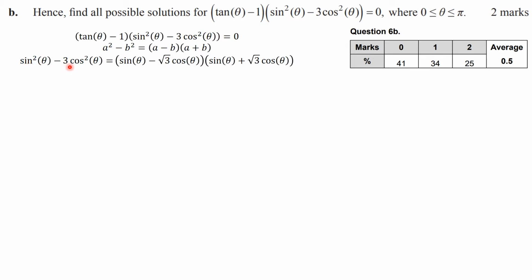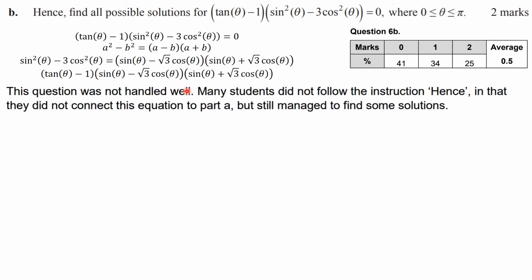Sine squared theta minus 3 cos squared theta equals (sine theta minus root 3 cos theta)(sine theta plus root 3 cos theta). Where have we seen this before? It's our original equation from the first part. This question was not handled well. Many students did not follow the instruction, hence, in that they didn't connect this equation to part A, but still managed to find some solutions. That basically means people found one solution and that gave them a mark. That was the 34%.